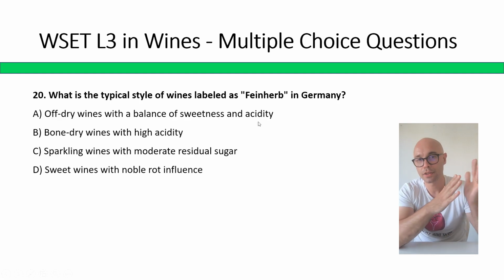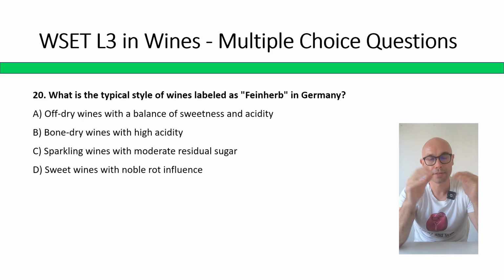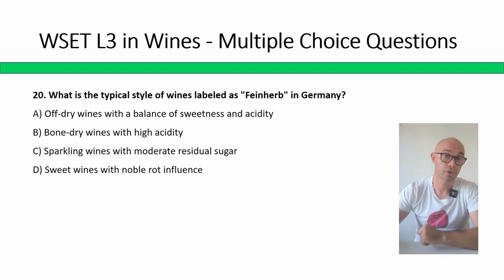So Trocken is the term used for dry wines, for the Qualitätswein. And Feinherb is a term that would indicate that the wine has residual sugar inside.